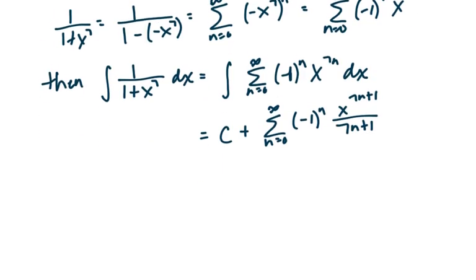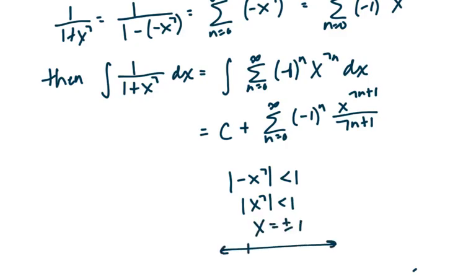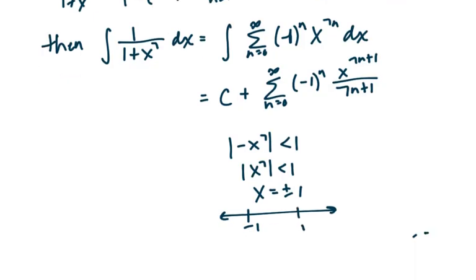We already know it's geometric, and so for our radius of convergence, we have the absolute value of negative x to the 7th is less than 1. So the absolute value of x to the 7th is less than 1. So x equals plus and minus 1. Again, you have a number line, negative 1 and 1. When you plug 0 into the equation, 0 to the 7th is less than 1. 3 is not. Negative 3 is not.